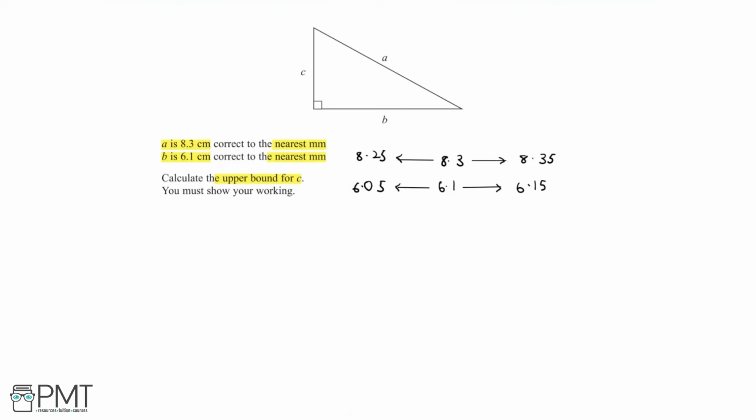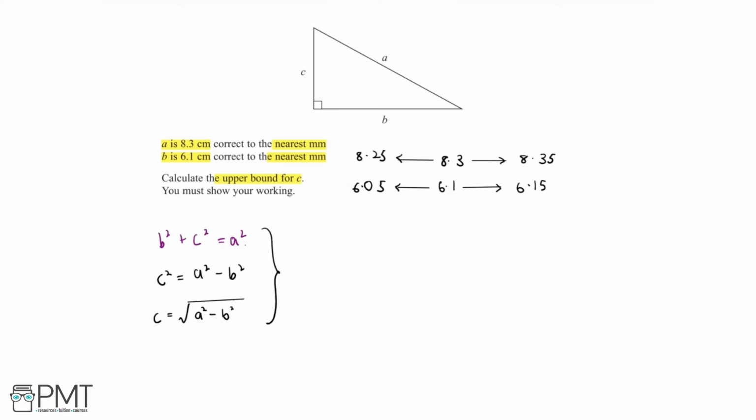Now to calculate the upper bound for C, let's first figure out how we find C. We have a right angled triangle with 2 known sides and 1 unknown, which means we can use Pythagoras to calculate this. So A is the hypotenuse, and so we can say that B squared plus C squared is equal to the hypotenuse squared. So we can say that B squared plus C squared equals A squared. And so taking the B squared over to the other side, we can say C squared is equal to A squared minus B squared, and so C is equal to root A squared minus B squared.